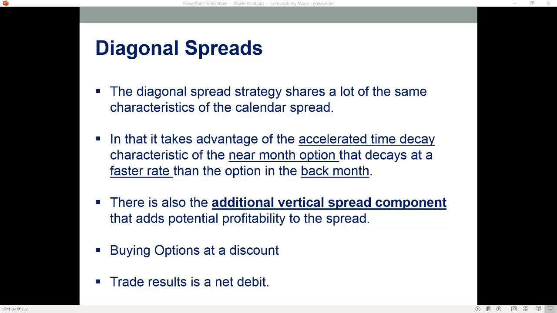So you can structure it where you're actually buying options at a discount, and the trade result is also at a net debit. So it's a defined risk trade. Let me show you an example of a trade setup where this is a really good strategy.